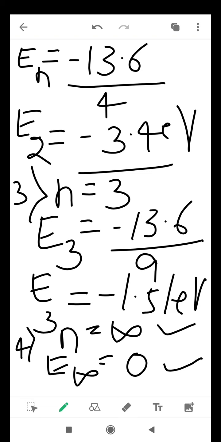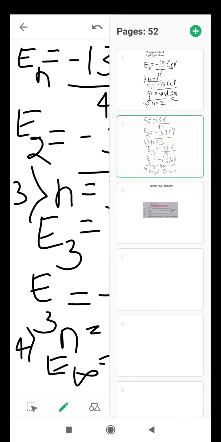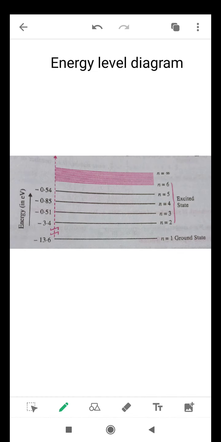Now we'll study the energy of hydrogen atom in different states, or you can say the levels. They are represented by horizontal lines. A diagram representing the energy of different states of hydrogen atom is known as energy level diagram. So let us have the diagram in the next slide.